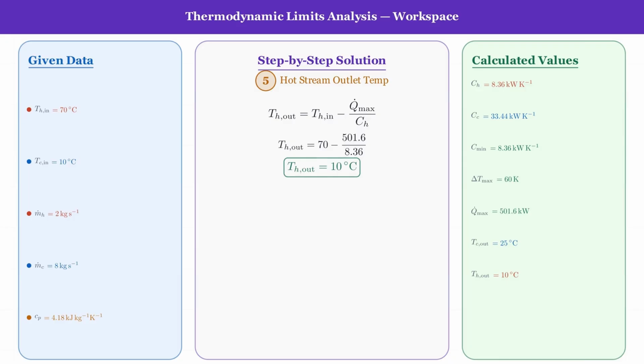This is not a coincidence. It is the definition of the thermodynamic limit for the C-min stream. In a counterflow arrangement with infinite surface area, the stream with the smaller heat capacity rate, the hot stream in this case, will cool all the way down to the inlet temperature of the other stream. It has exhausted its entire temperature potential. There is nothing left to give.